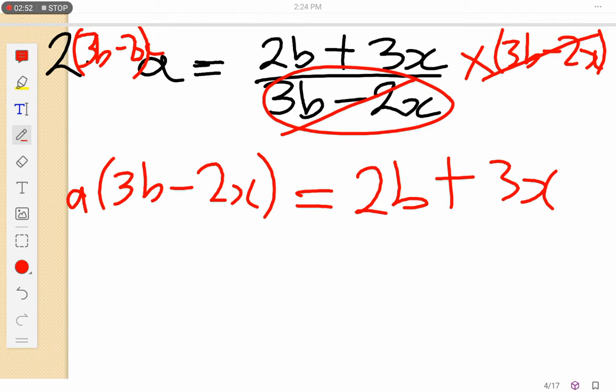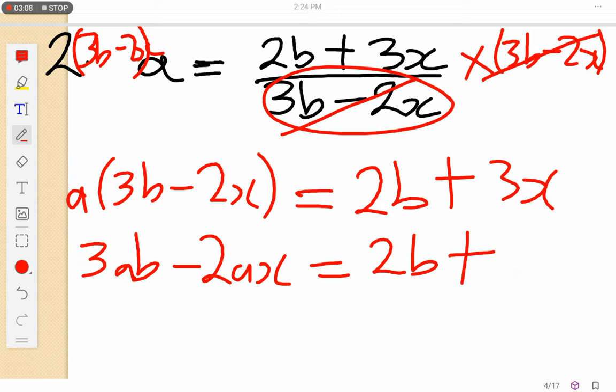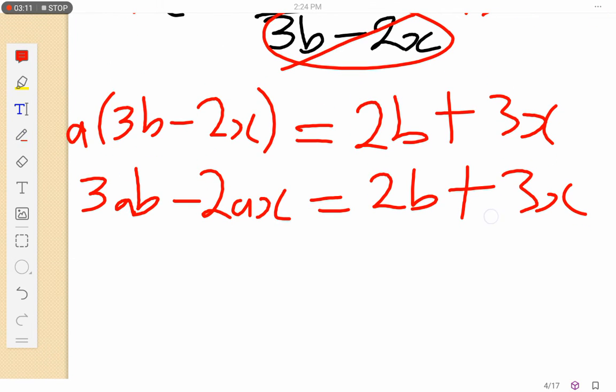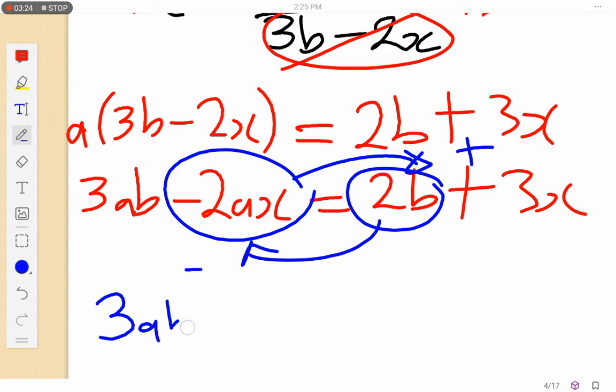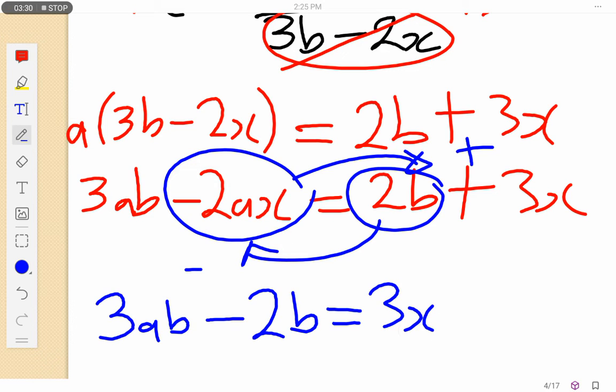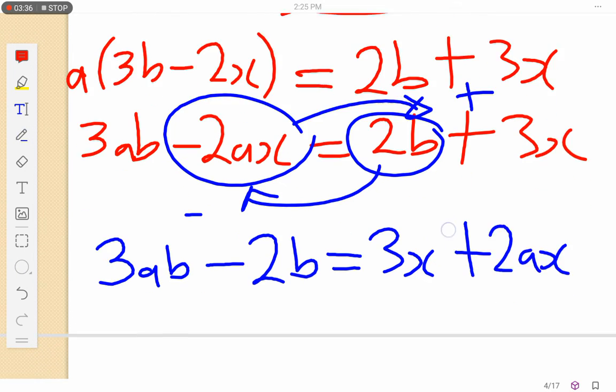Okay, now let's remove the brackets. Removing the brackets, a times 3b, we get 3ab. A times minus 2x, we get minus 2ax. This is equal to 2b plus 3x. Okay, like that. So it is easy for me to take this minus 2ax to the right. It becomes a plus, and 2b to the left, it becomes a minus. So I will now have 3ab minus 2b is equal to 3x plus 2ax, like that.